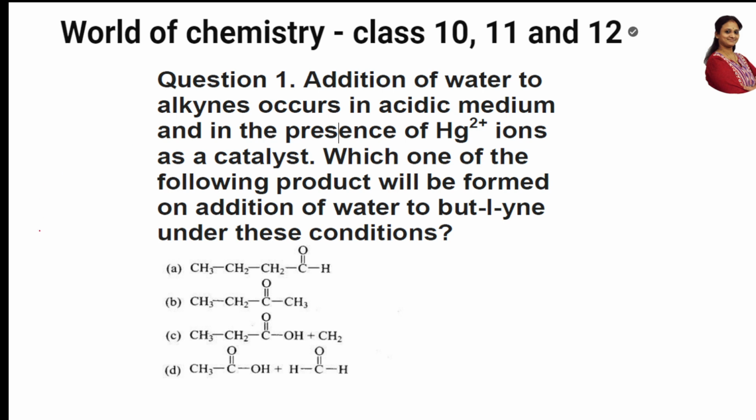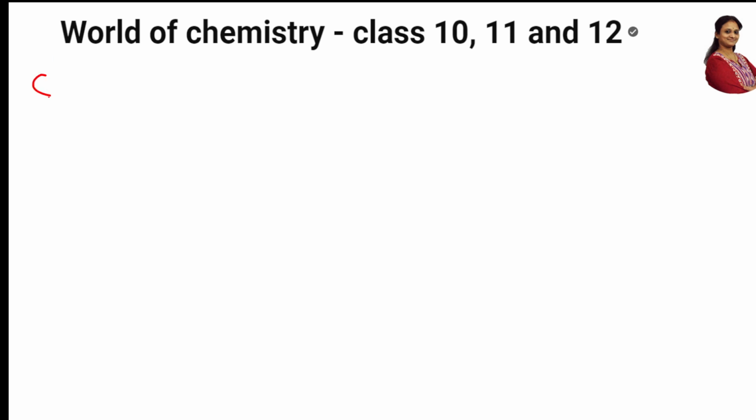Okay, this is an MCQ question. How many options have they given me? 4 options. So, shall we start writing? They said addition of water to alkyne. Let us solve it. First of all, let me take symmetrical or unsymmetrical. Let me take an unsymmetrical alkyne, because for symmetrical there is not much change in your compound, right?